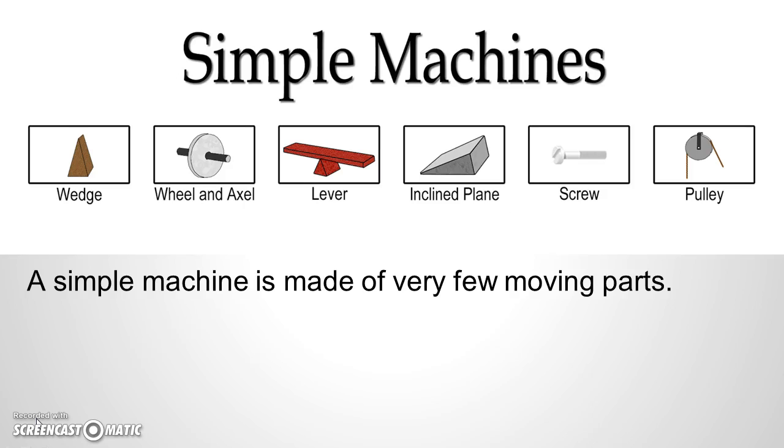Simple machines, and we've seen several examples through our academic career, include the wedge, the wheel and axle, the lever, the inclined plane, the screw, and the pulley. A simple machine is made of very few moving parts. What makes them work? They reduce the amount of force per unit time that is needed, and so they simplify your task. Sometimes it's not the amount of force, but rather, for a pulley, think of perhaps a direction of force.